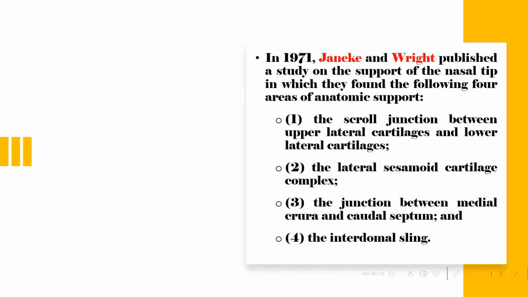In 1971, Janik and Wright published a study on the support of the nasal tip in which they found the following four areas of anatomic support. 1. The scroll junction between upper lateral cartilages and lower lateral cartilages. 2. The lateral sesamoid cartilage complex. 3. The junction between medial crura and caudal septum, and 4. The interdomal sling.